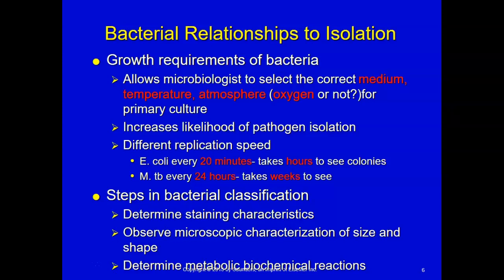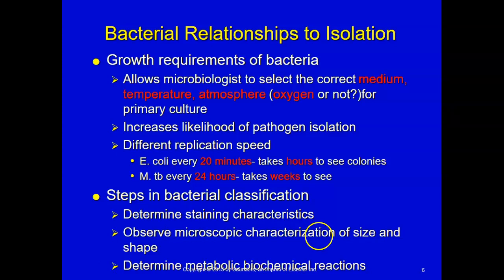Bacteria also grow at different rates, so that's another clue that's going to help us. Some bacteria, like E. coli, can double or replicate once every 20 minutes. So you start out with 1 E. coli, and in 20 minutes you have 2, and in 20 more minutes you have 4, and in 20 more minutes you have 8. You get it. So it only takes hours before the bacteria can be seen on the medium. Other bacteria, like Mycobacterium tuberculosis, take a whole 24 hours to replicate just once. So it takes weeks before there's enough Mycobacterium on the agar or medium so that we can actually see the different colonies.